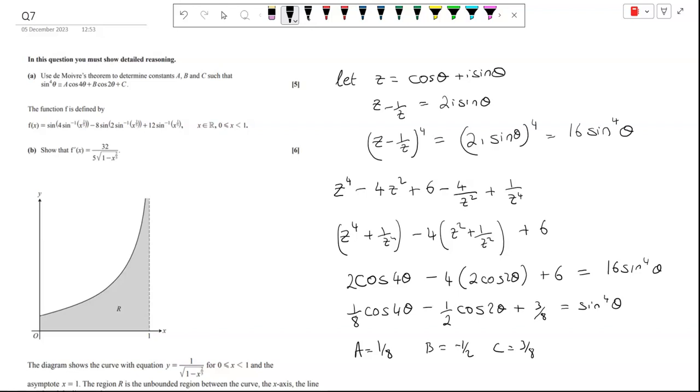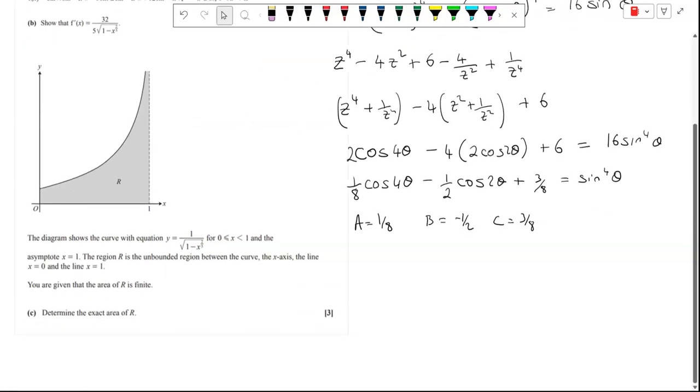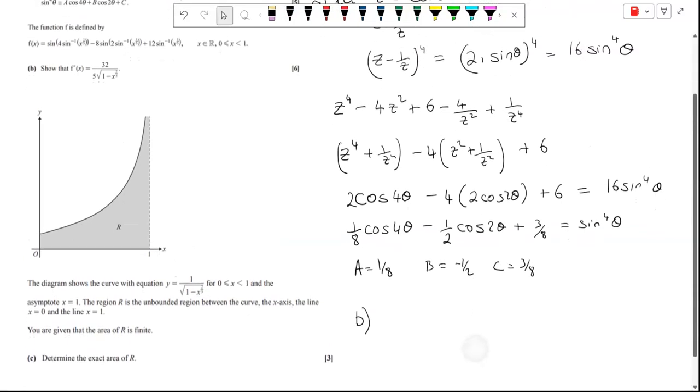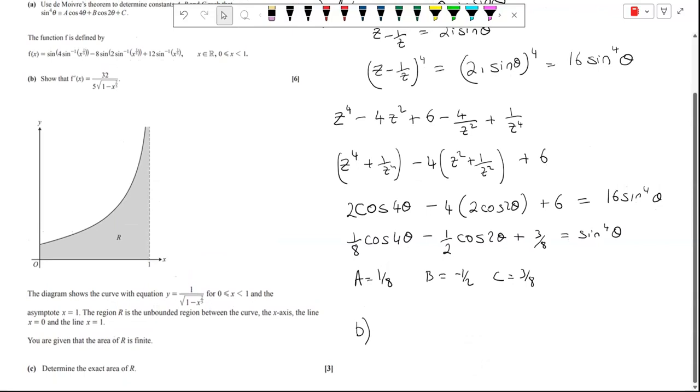Okay, the function f is defined by that. So at first glance when you see that, it looks ugly. But let's just look at what the question's actually asking us. It's asking us to differentiate this function. So let's have a go. It is 6 marks, so it's going to take a while. It's the last question, so you expect it to be difficult, but have a look.